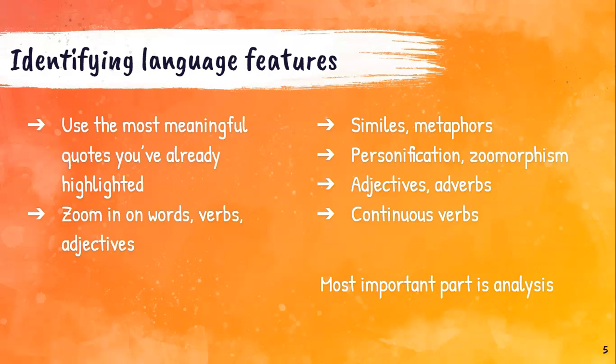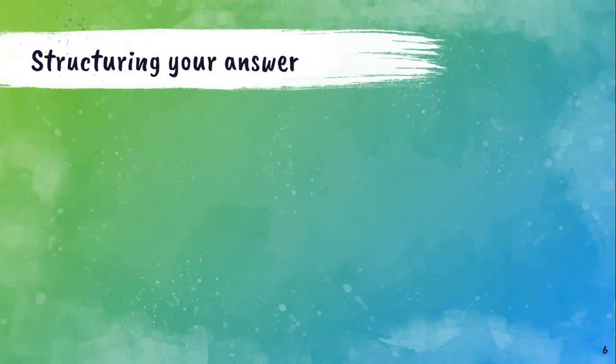So if you can't find a simile, or the simile doesn't have as much meaning to the focus of the question, then just zoom in on words more specifically. Okay, so now we've got our quotes, we've found a language feature in them. We need to start thinking about writing it.